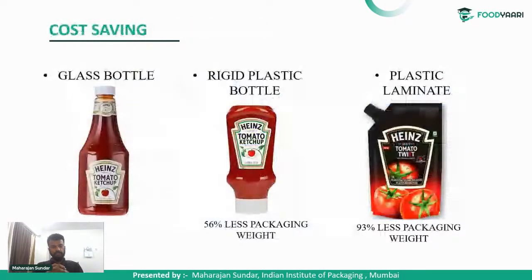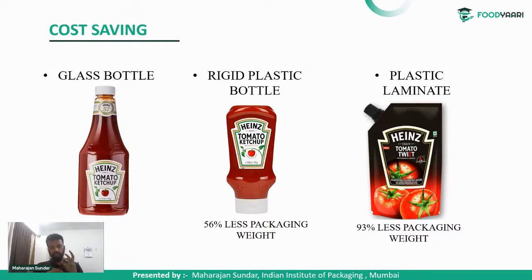Okay, we have discussed the various types of packaging materials in the earlier session. Why is packaging widely used? We will have a question why packaging is already widely used. That too, why flexibles are majorly used. Here comes the thing. Glass bottles, when compared to a rigid plastic bottle, for example, a Heinz tomato ketchup bottle, it weighs less than 56% of the glass bottle.